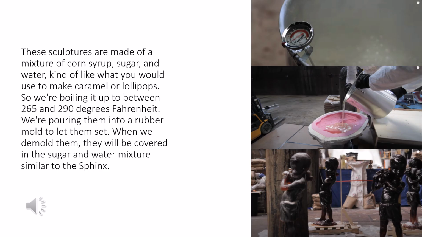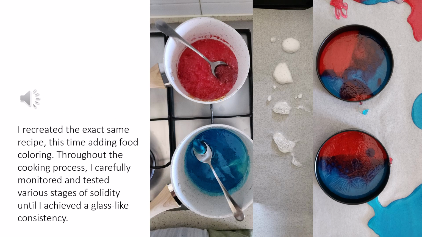The mixture is boiled to about 265 to 290 degrees Fahrenheit, poured into rubber molds to set, and then covered with a sugar glaze similar to the Sphinx. I followed the same recipe but added food coloring.